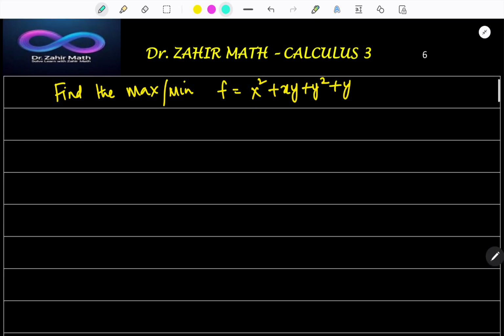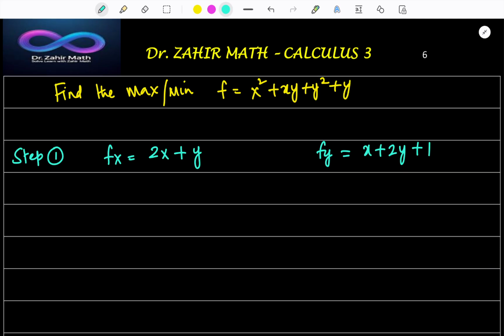What is step number 1? Step number 1 is find fx and fy. What is your fx? Which is 2x plus y. What is your fy? With respect to y, which is x plus 2y plus 1. So your derivatives are 2x plus y, and x plus 2y plus 1.